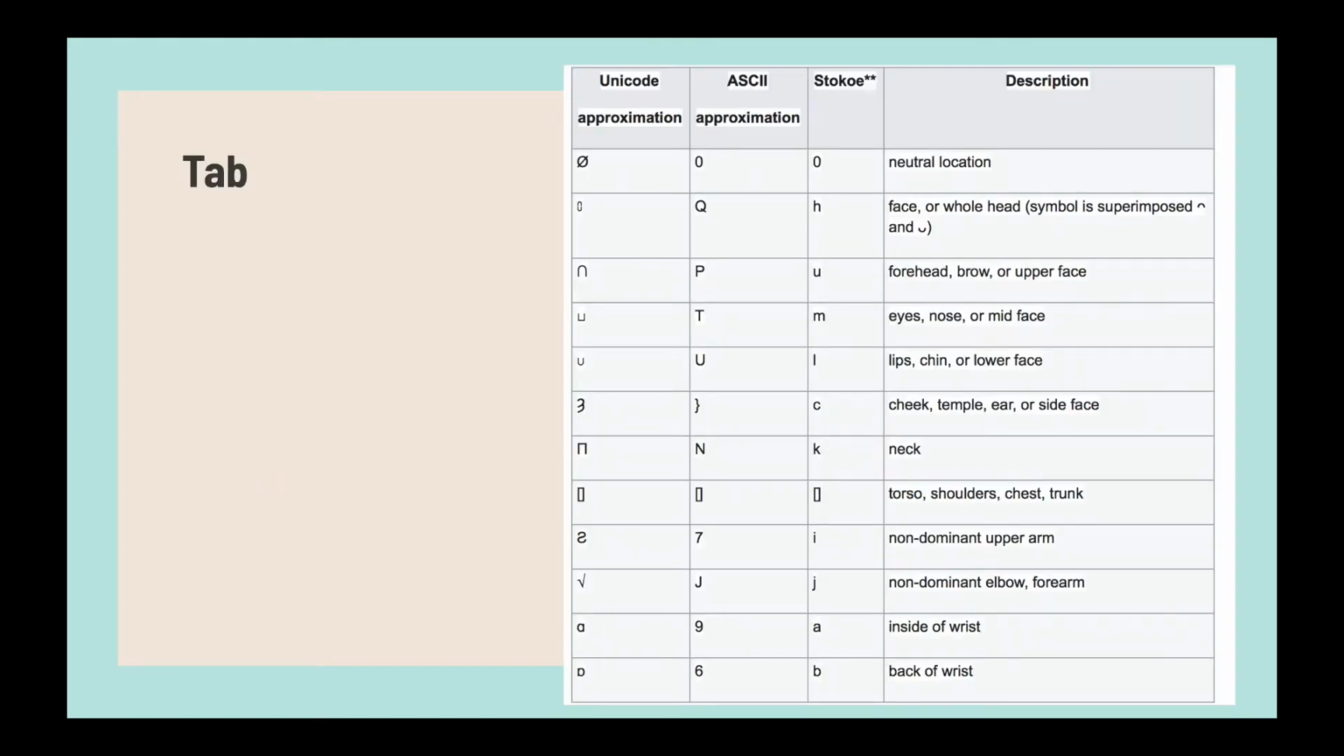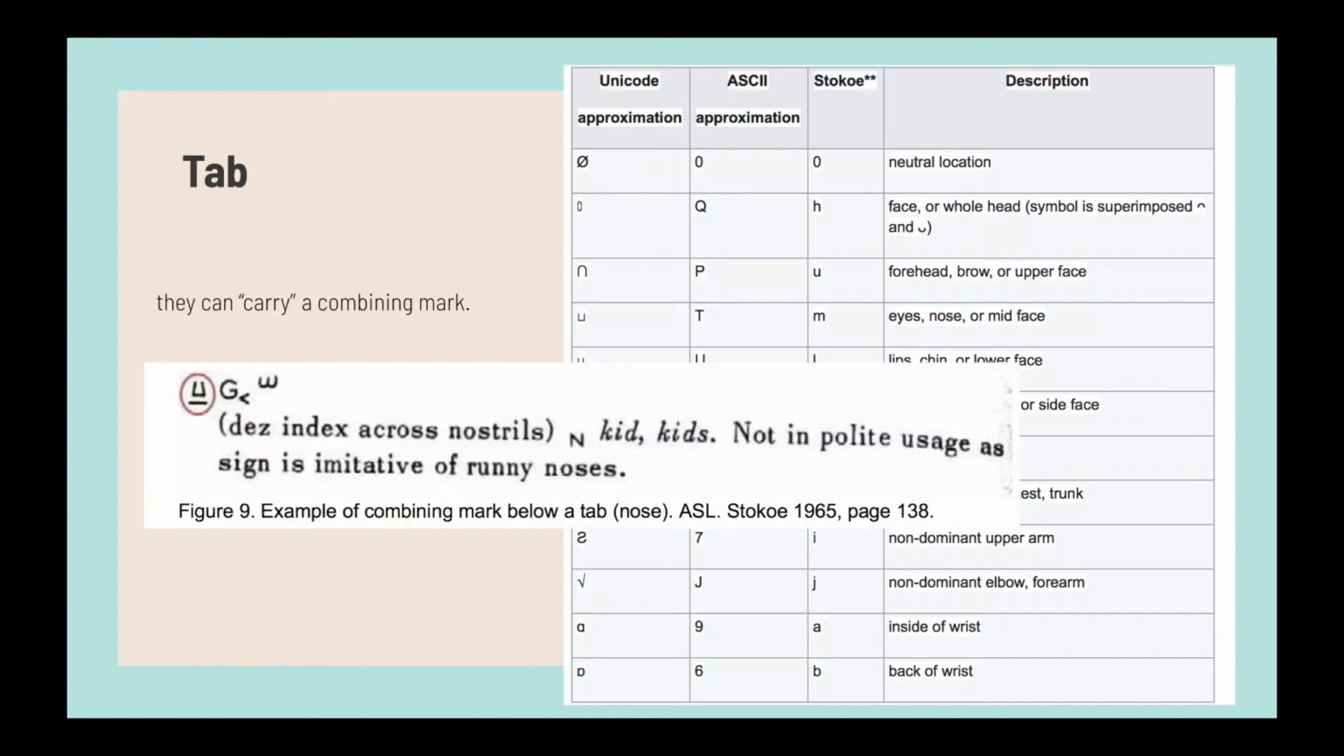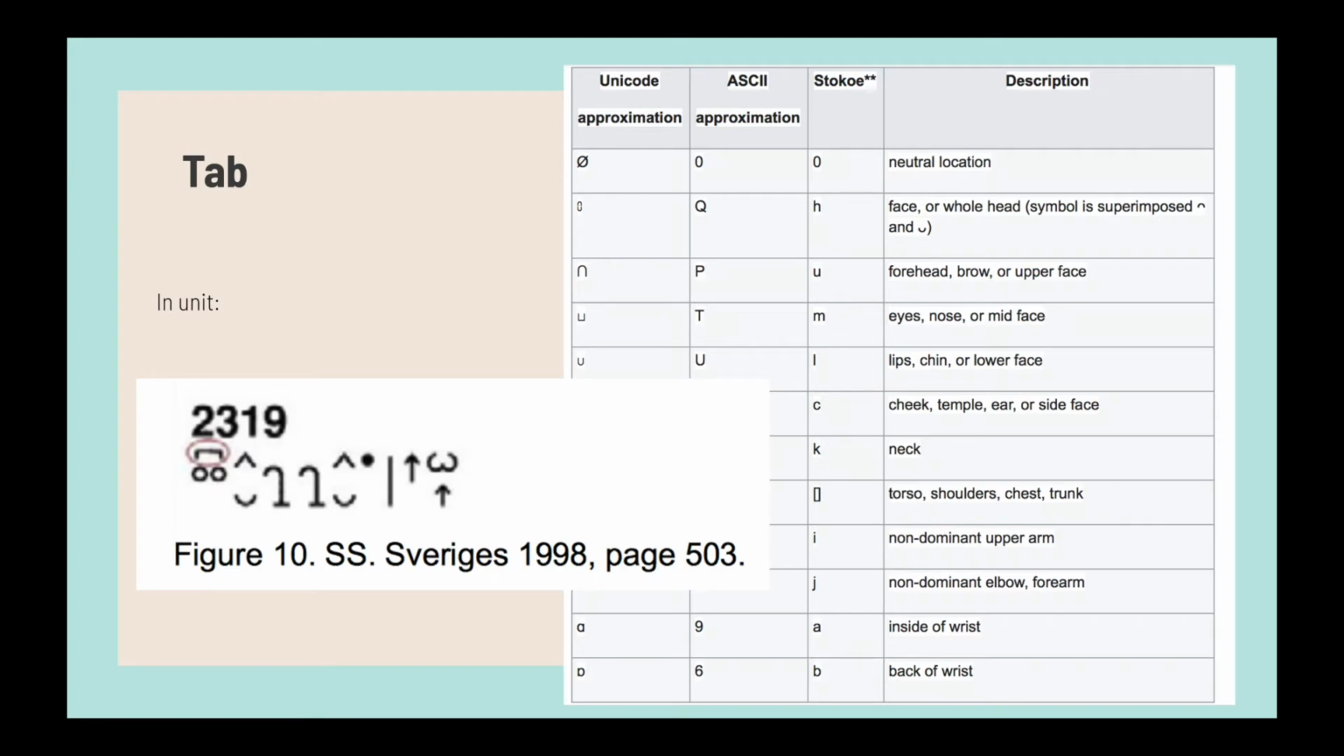Here's a chart for tab. The tab symbols are a null sign for a neutral location and iconic symbols for parts of the head, arm, and torso. They can carry a combining mark. For example, this is a combination. They are also encoded as pieces and units. They are sometimes used individually and sometimes as a whole. The symbol for eyes can have a combining mark above it, and it is encoded as a unit.